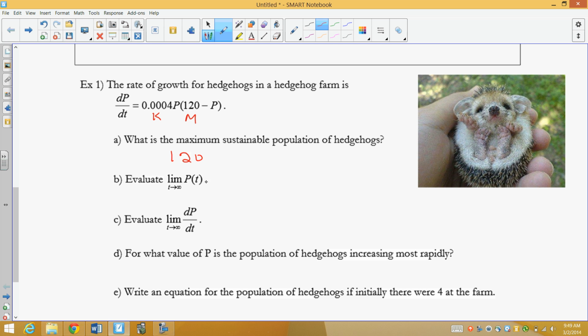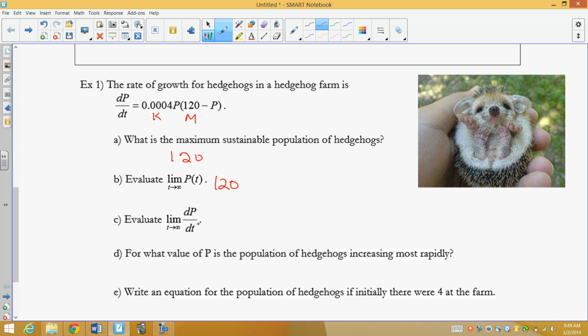Evaluate the limit as t approaches infinity of P(t). Well, you might be thinking, I don't have an equation for P, I just have an equation for dP/dt. Well, that's all you need. Think about this limit holistically. The limit as time goes to infinity for the population of hedgehogs. How many hedgehogs should there be for eternity? Well, that should be 120. That's your sustainable population.